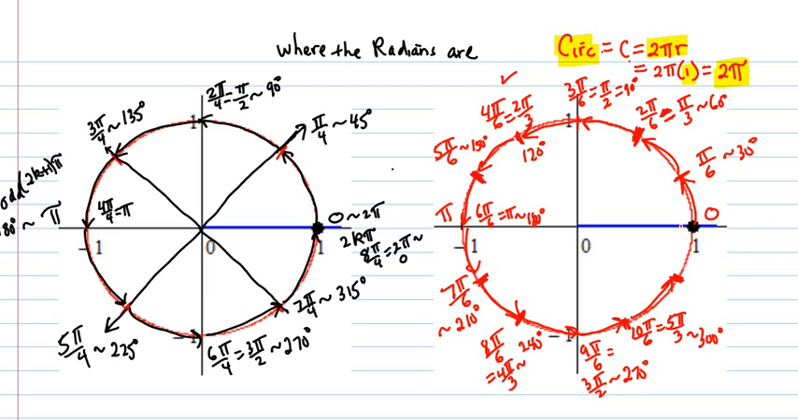Go another pi over 6 to 11 pi over 6, coterminal to 330 degrees. Go another pi over 6 to 12 pi over 6, which is 2 pi, coterminal to 0 and 0 degrees. So that's the story behind all what we call nice angles of the 45, 90, the 60, 30 type of terminating angles in their radian form.